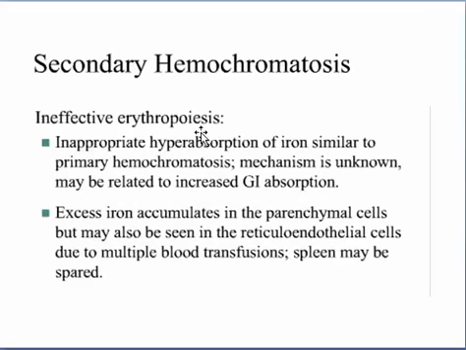Secondary hemochromatosis is as ineffective erythropoiesis. Inappropriate hyperabsorption of iron similar to primary hemochromatosis. The mechanism is unknown. Excess iron accumulates in parenchymal cells but may also be seen in the reticuloendothelial system due to multiple transfusions used in treatment of these cases of anemias.